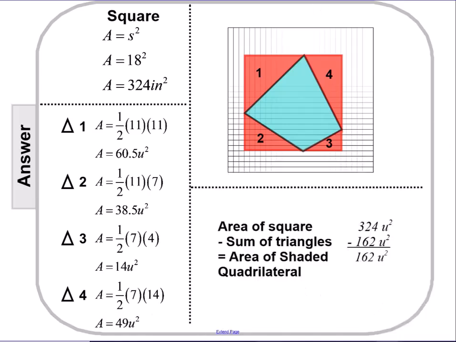Once I calculate all of those areas, I then take the sum of these 4 triangles and I subtract it from the area that we found of the square. So 324 minus 162 gives us 162 units squared.